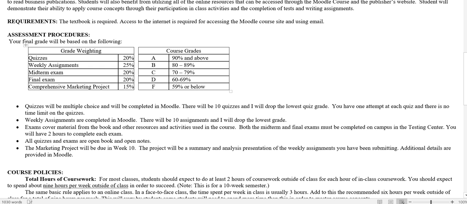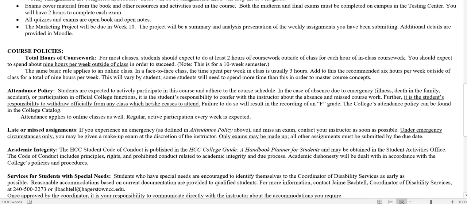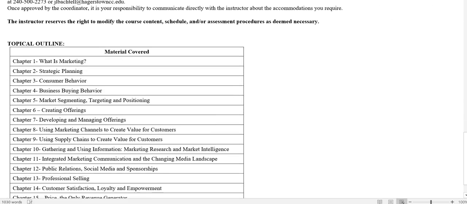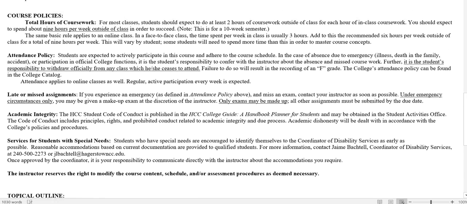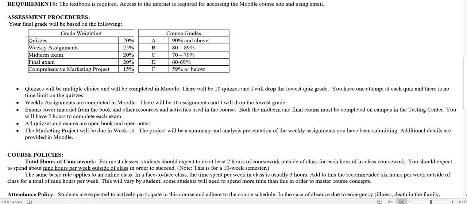You have 2 exams, a midterm and a final. Each of those are worth 20% of your grade. And then there's a project at the end worth 15, and that is really tied into these weekly assignments. So that's bringing together everything that you learned. And there's more details of that on Moodle as well. The rest of these are policies and what we're covering. So that's the basis of it.